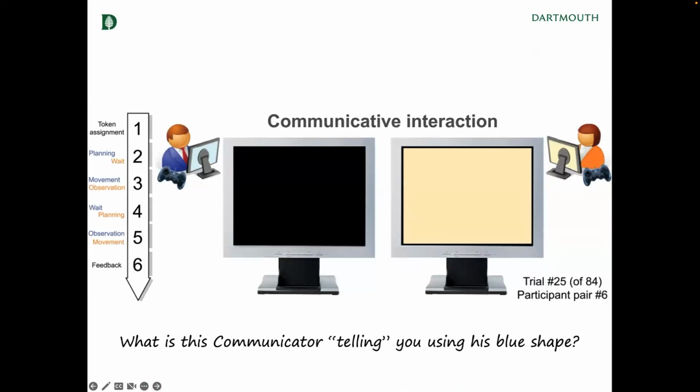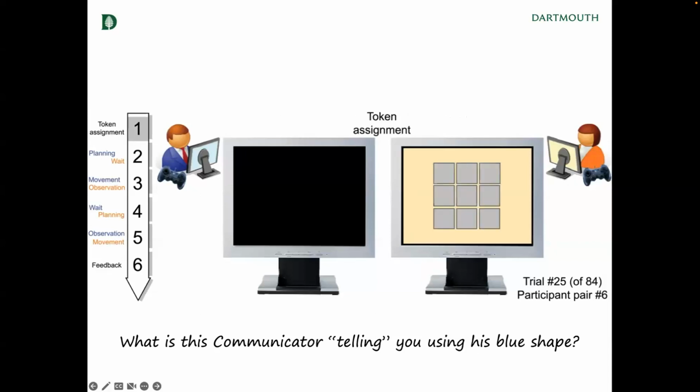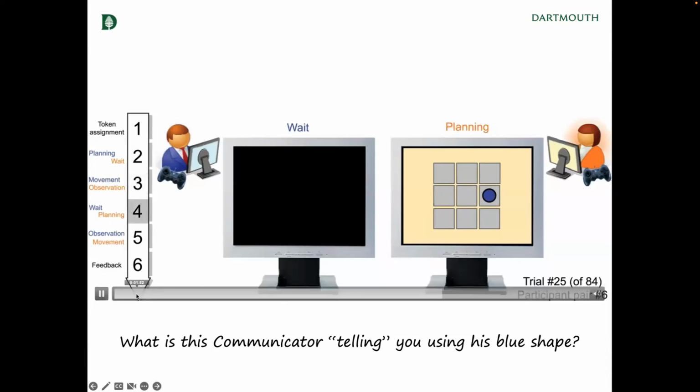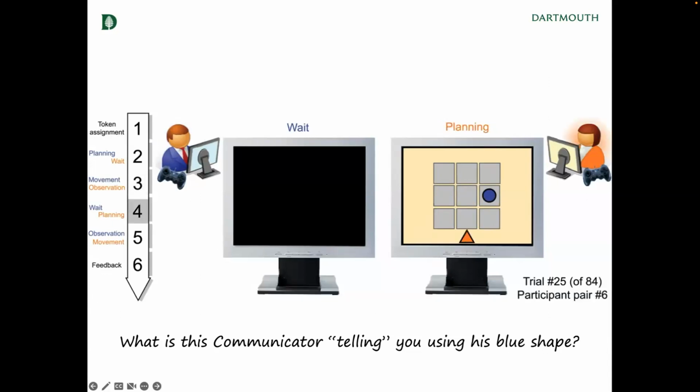So I switched off the monitor of the communicator in this case, so you're not able to see the target configuration. You're effectively taking the role of the addressee here. Wait a minute. Here it comes. No, I'm not going to give away the answer. Let me pause. What do you think? Where does the triangle need to go?